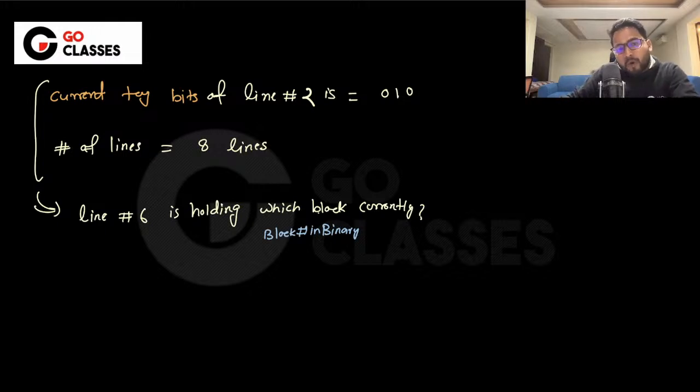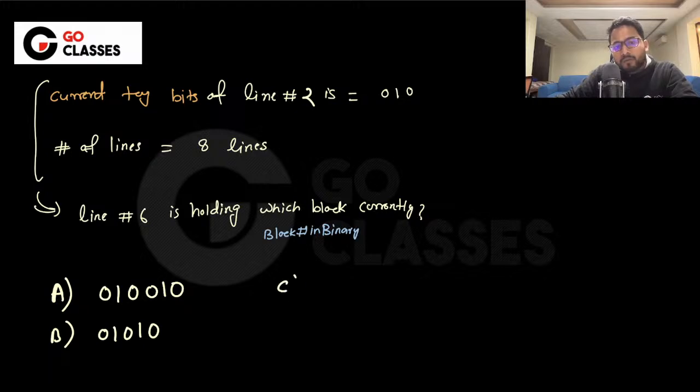So let me give you the options. Option A is 0 1 0 0 1 0. Option B is 0 1 0 1 0. Option C is 0 1 0 1 0 0. Option D is 0. Or maybe none of the above. Tell me which option.